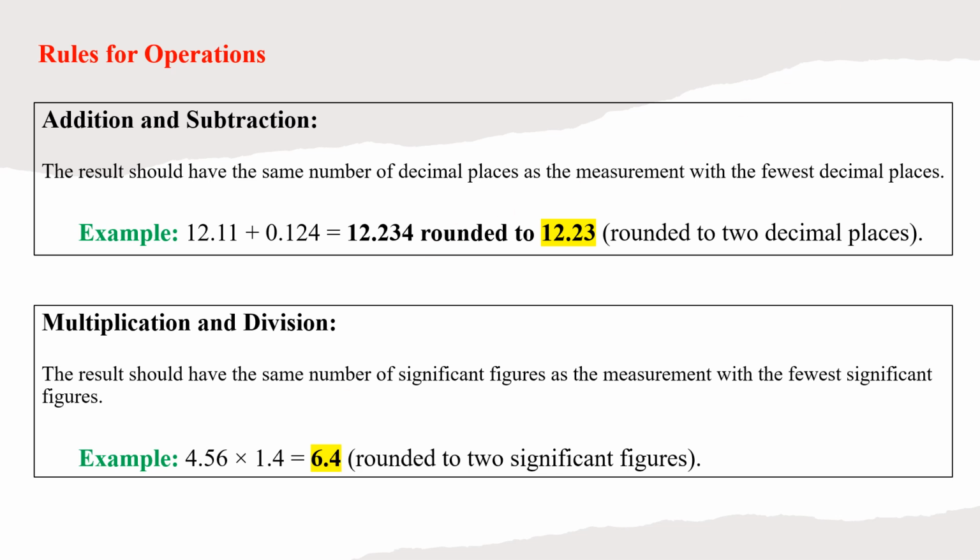I hope now you have a clear idea that there are five basic rules, and there are two rules for operations: one rule for multiplication and division, and another rule for addition and subtraction. Next slide, let's find out some examples that apply these rules.